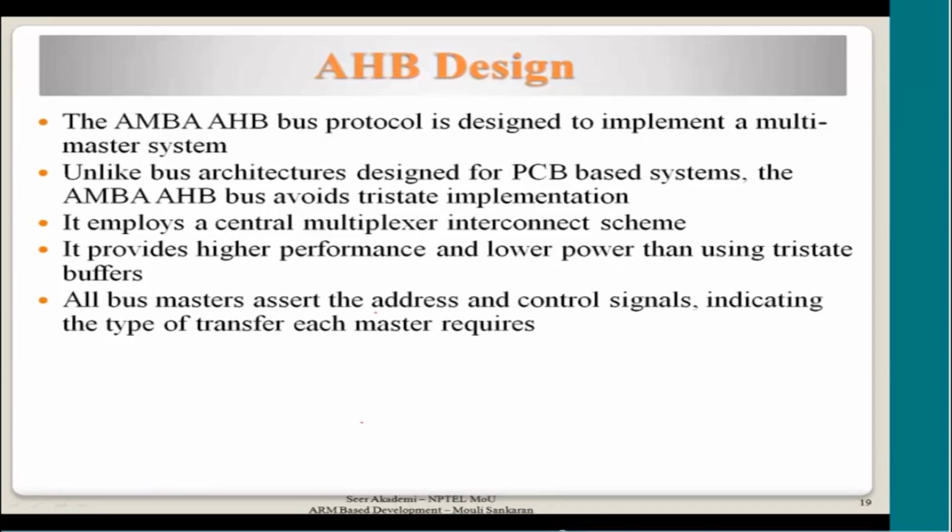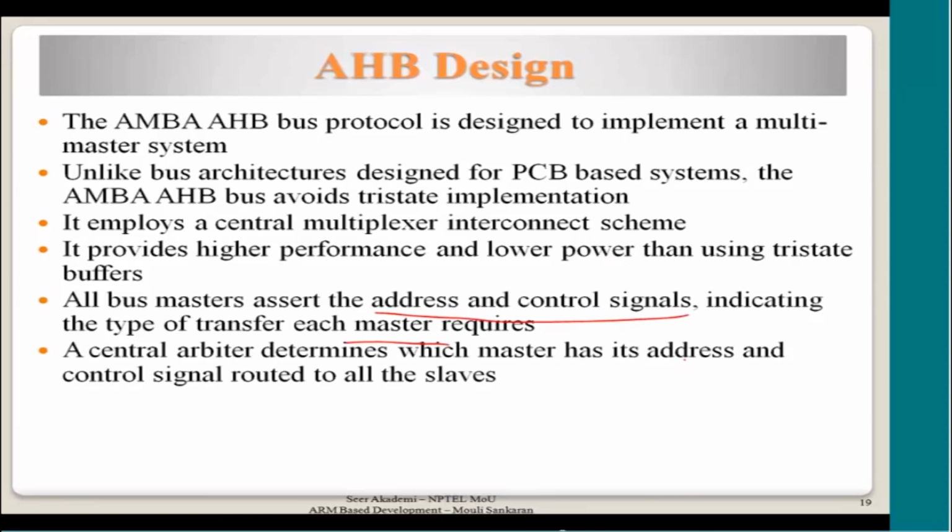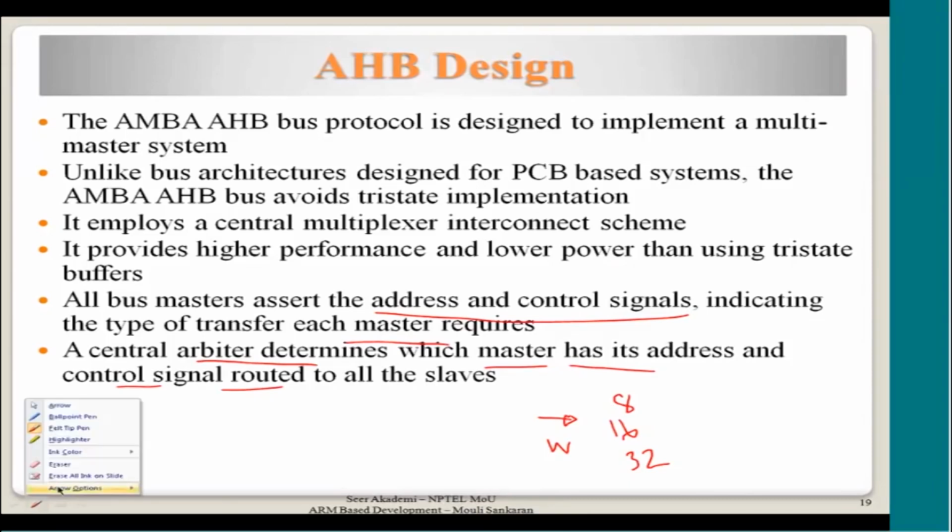All bus masters assert the address and control signals indicating the type of transfer each master requires, and then the central arbiter determines which master has its address and control signals routed to all the slaves. The arbiter chooses the particular master and grants the bus, and then that master's address and control signals are used. What is the control signal? The control signal says whether it is a read or write, and what the width of the transfer is, whether it is a half word transfer, a full word transfer, or maybe a byte transfer. So different kinds of information can be communicated over the bus.